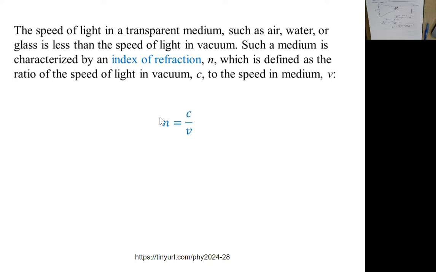So that's equal to index of refraction equal to the speed of light in vacuum. We usually use c for that purpose, and then any other speed of light in a medium would be just the regular v. So if you do c divided by v, that gives you n. The index of refraction of vacuum is 1, because c divided by c is 1. And then for any other media, you can calculate.